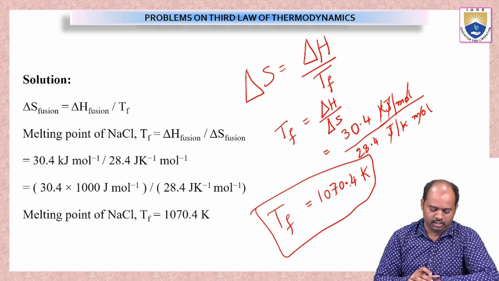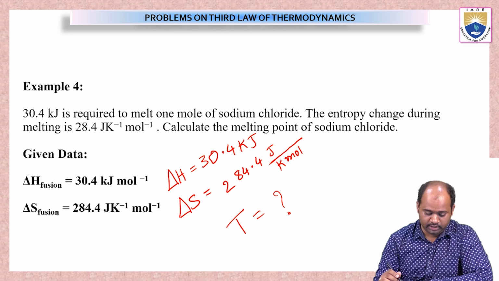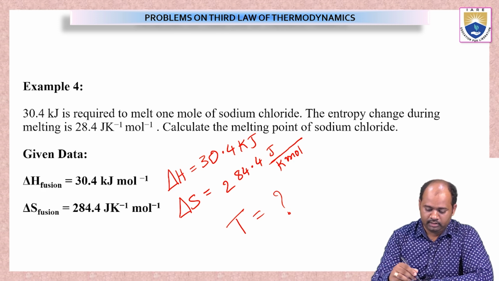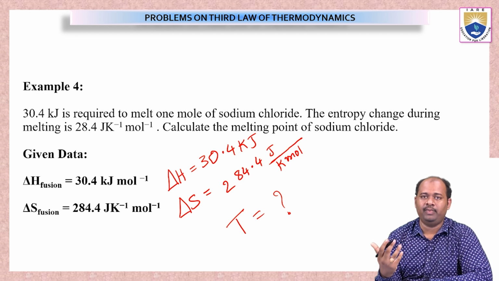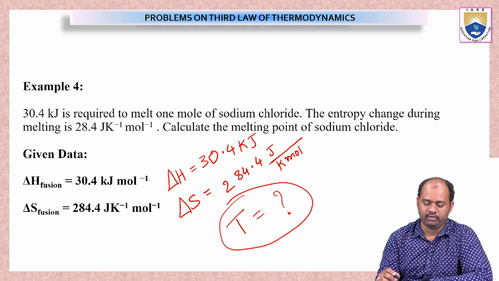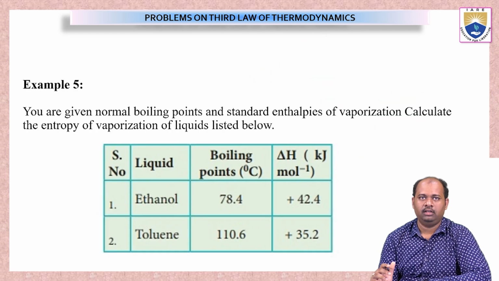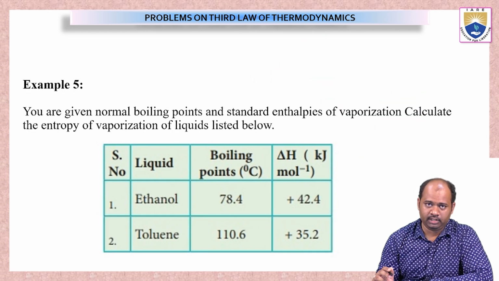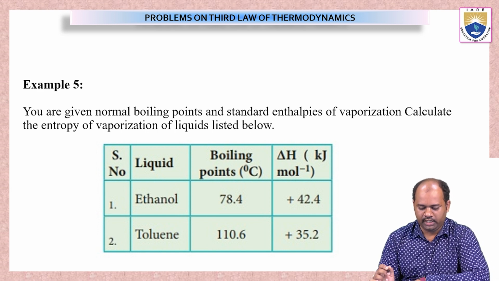Okay. And so this is the fourth example for this lecture, where we have calculated the temperature at which the sodium chloride will be melted. We have calculated the melting point of the sodium chloride where the change in entropy and heat transfer are given. Now we have a fifth example in this lecture. This is the last one. So here we are going to calculate.